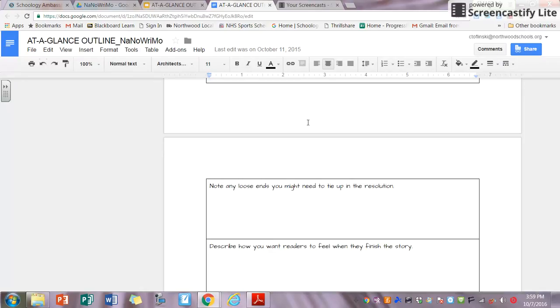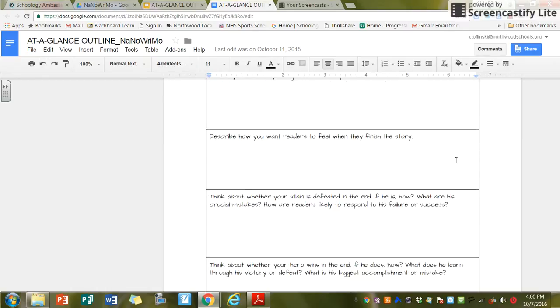And then it's always important, as you can see, to think about how you want your reader to feel. So what do you want your reader to feel at the end of the story? Do you want them to be happy? Do you want them to feel love? Do you want them to feel sadness? Do you want them to feel anticipation for something else? Do you want them to feel frustrated? How do you want that reader to feel when they finish your novel?